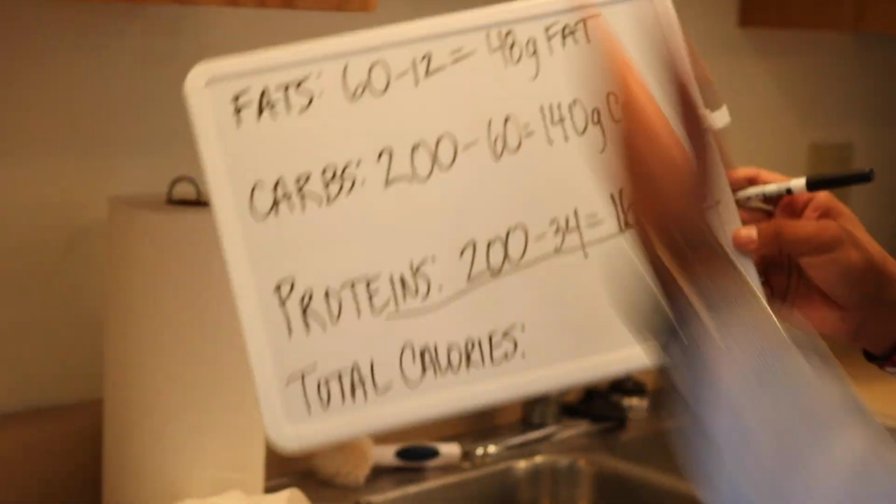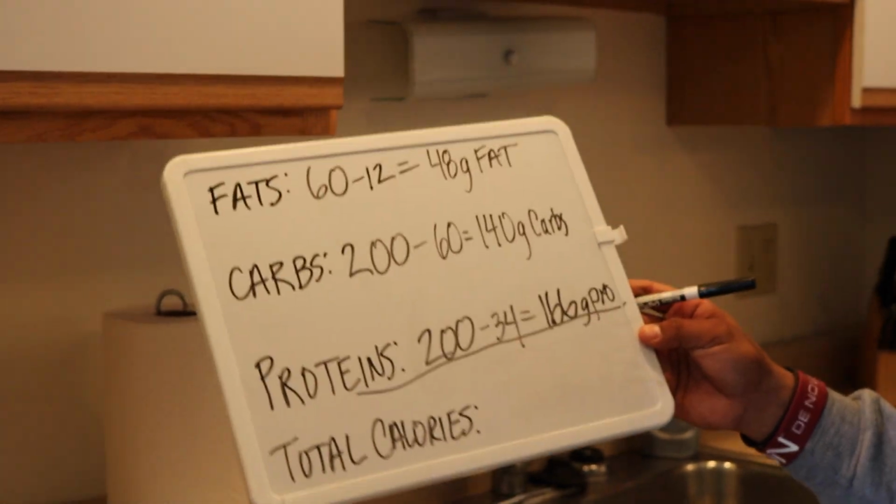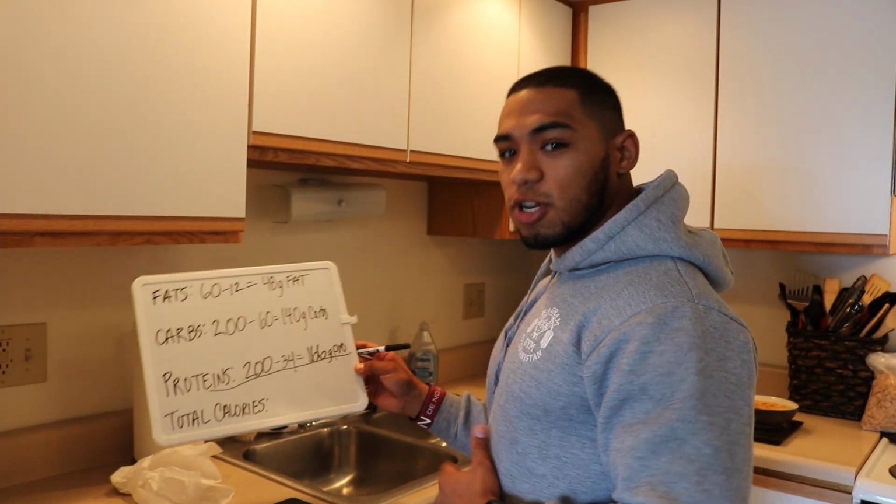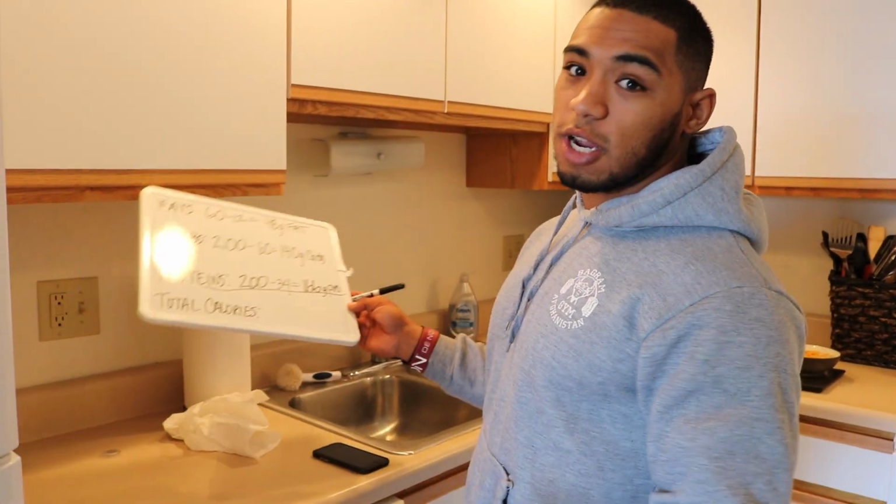So from there, just gonna find out what you need to eat, weigh it out on your food scale, and subtract it from your totals. And that's how you track macros.